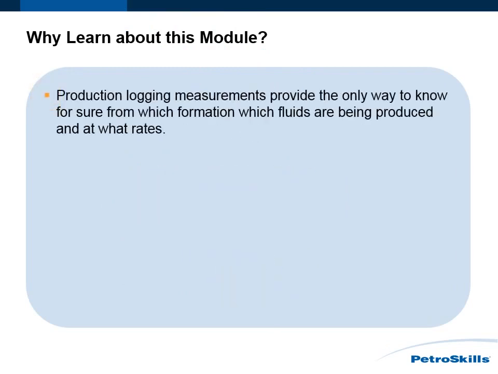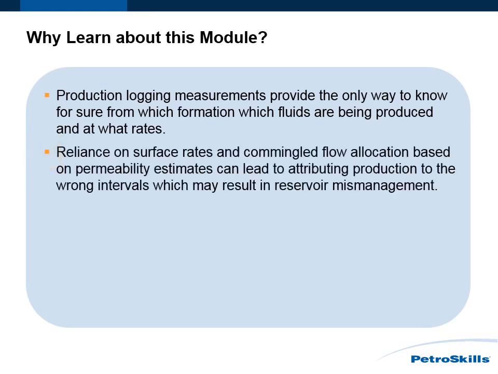Production logging measurements provide the only way to know for sure from which formation which fluids are being produced and at what rates. Reliance on surface rates and commingled flow allocation based on permeability estimates can lead to attributing production to the wrong intervals, which may result in reservoir mismanagement.